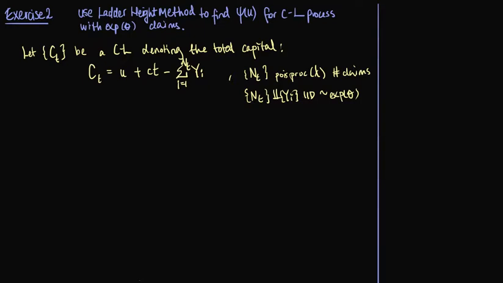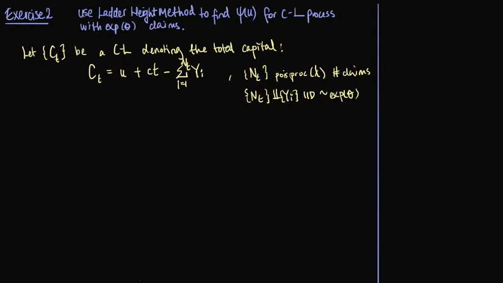Now, during lectures, the ladder height method is introduced in order to find an approximation of the ruin probability in the case where you have a Cramer-Lundberg process with heavy-tailed claims, because then the Cramer-Lundberg approximation doesn't work, and you will have to try to find another approximation. That's what we typically use the ladder height method for.